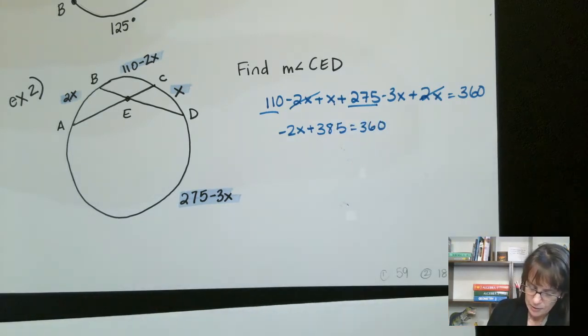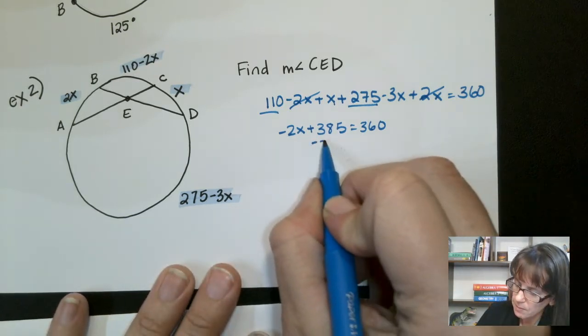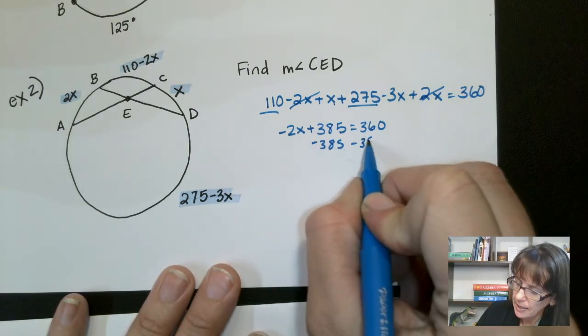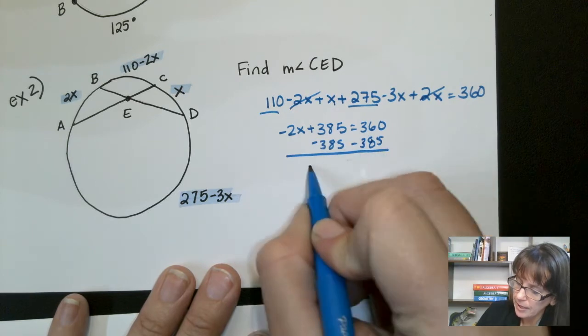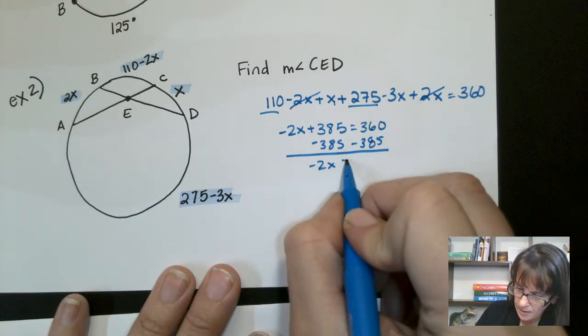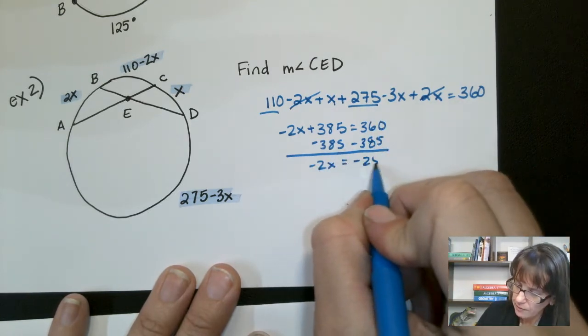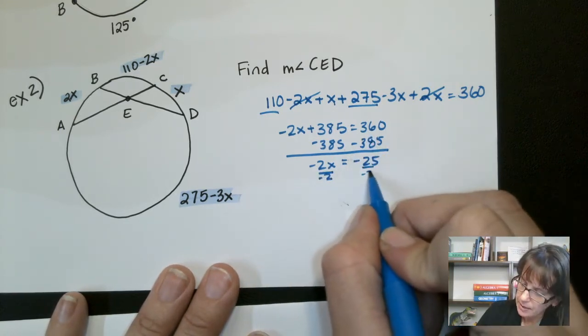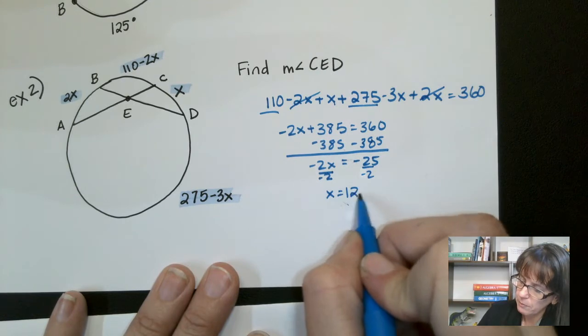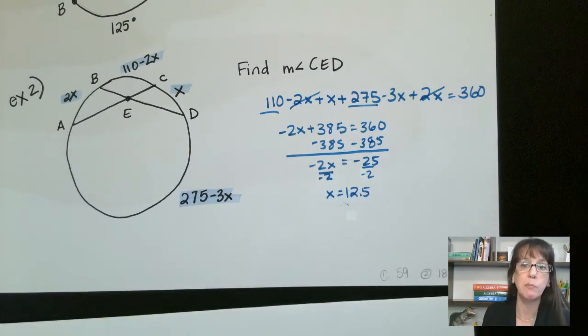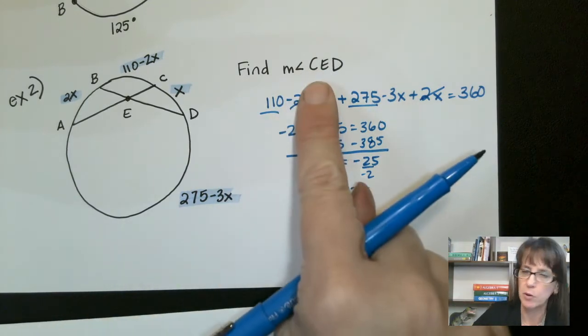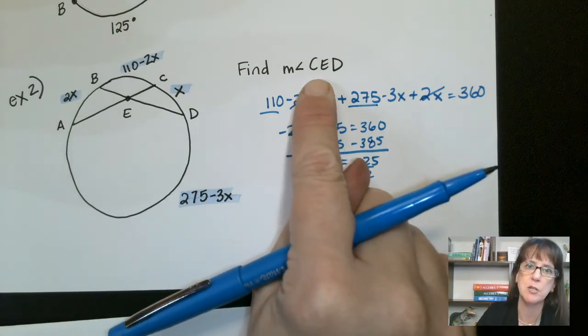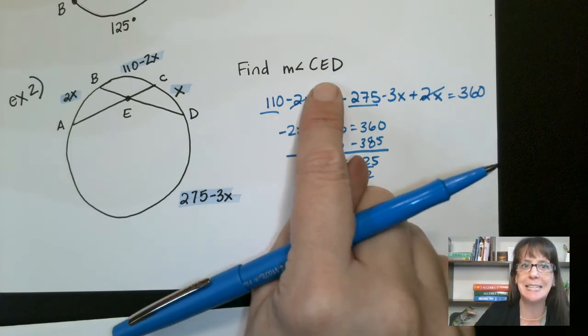All right, so if we subtract 385 from both sides, we end up with negative 2x equals negative 25. Okay, now divide by negative 2. Divide by negative 2. We end up with x equals 12.5. Okay, so x equals 12.5. That's really helpful, except number one rule of geometry, always go back and reread the question. What is the measure of angle CED?